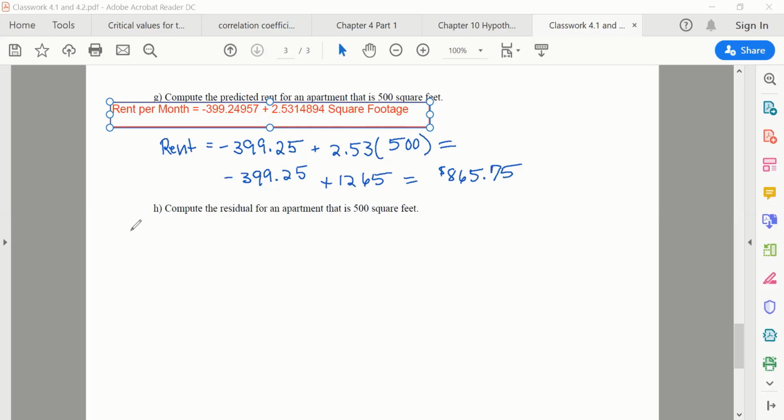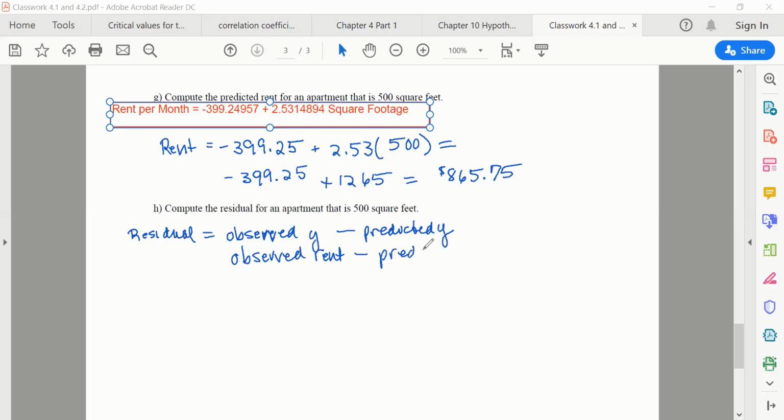Now the residual. The residual is the observed Y minus the predicted Y. Y in this case is rent, so it's the observed rent minus the predicted rent for a 500 square foot apartment. So the predicted rent is $865.75.